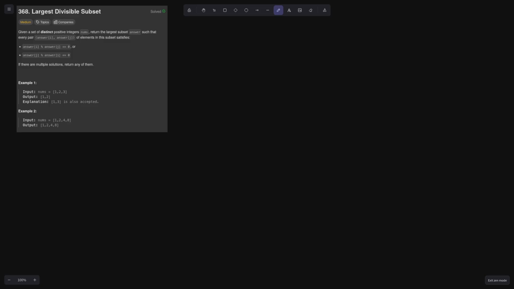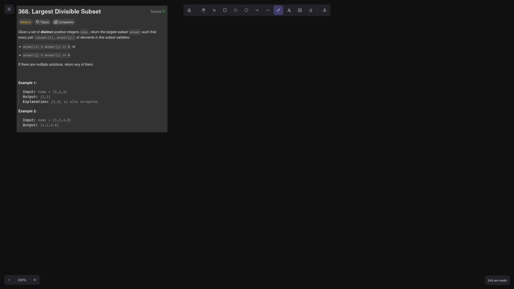This is Leetcode 368, largest divisible subset. Given a set of distinct positive integers nums, return the largest subset answer such that every pair of i and j satisfies either of the conditions: i divides j or j divides i. If there are multiple solutions, return any of them. Okay.